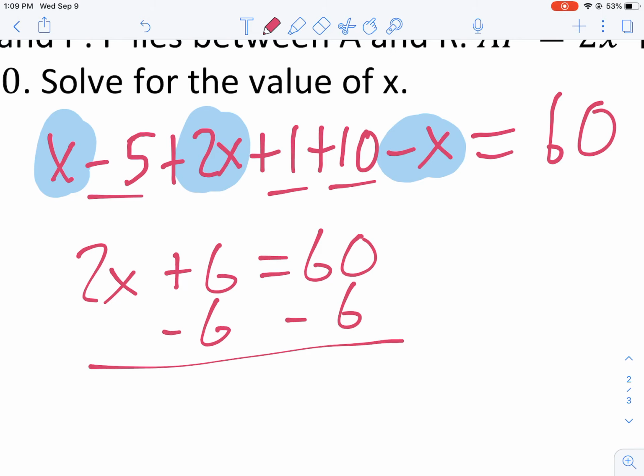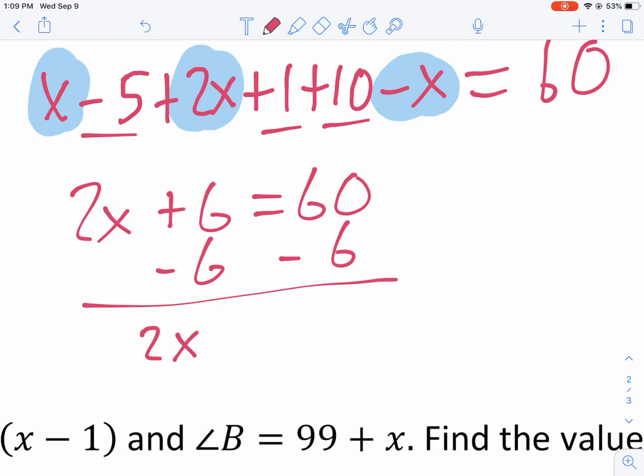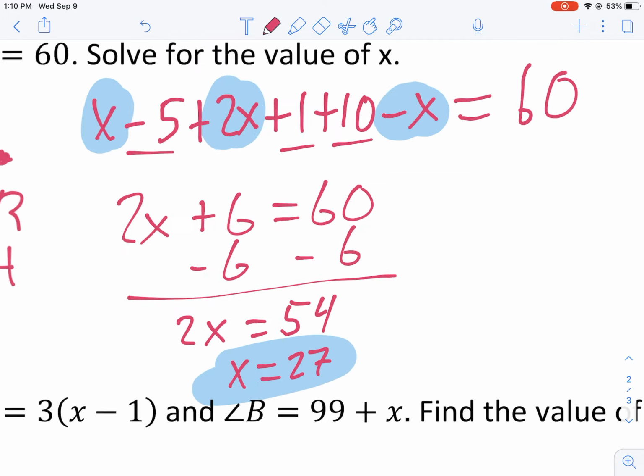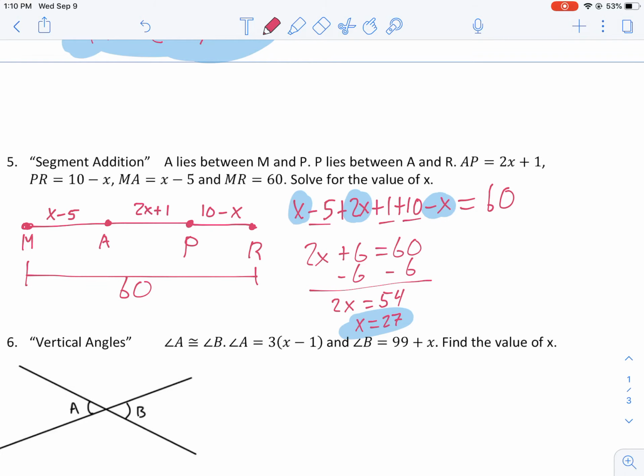Now we can start solving. Subtract 6 on both sides. 2x equals 54. Divide by 2. x equals 27. Yes. So segment addition: all the parts add together to equal the whole.